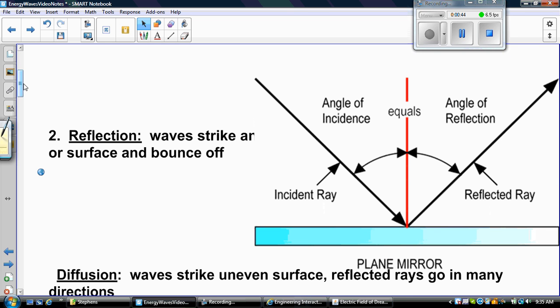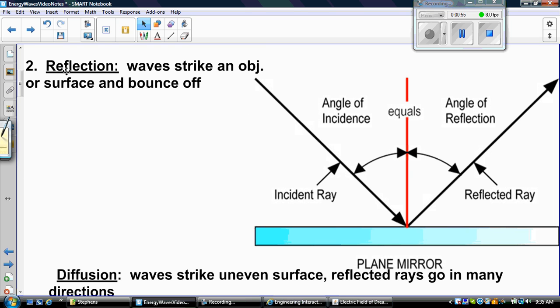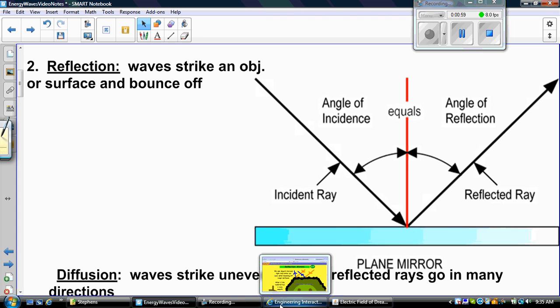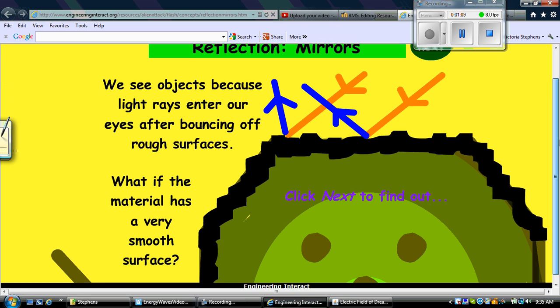Okay, so light can do a couple things. Reflection is when light waves strike an object or surface and bounce off. So we're going to watch a little interaction to show how reflection works. So we see objects because light rays enter our eyes after bouncing off rough surfaces.